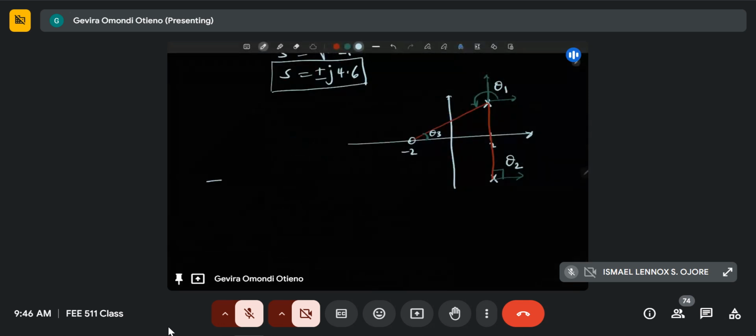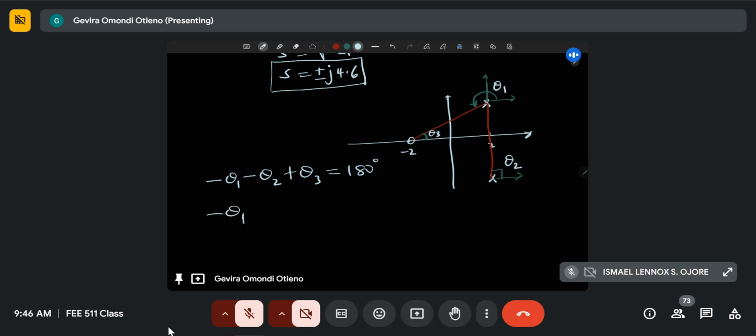So we have minus theta 1 because it's a pole. Theta 2 is also a pole, so minus theta 2. Theta 3 is a 0, so we add plus theta 3, which should be equal to 180 degrees.